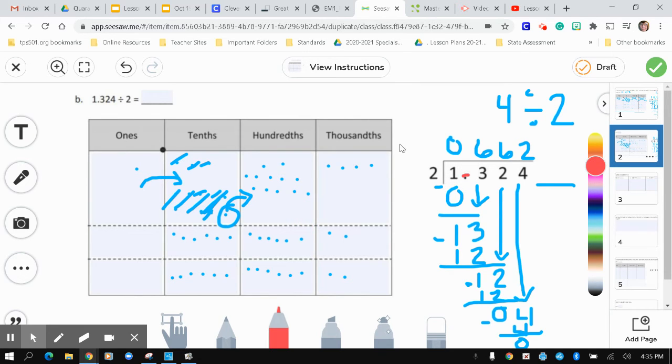There is a decimal in our original problem. So right up here, I'm going to travel up. Sorry about that. Travel up and put my decimal right there. So 1 and 324 thousandths divided by 2 is 662 thousandths.